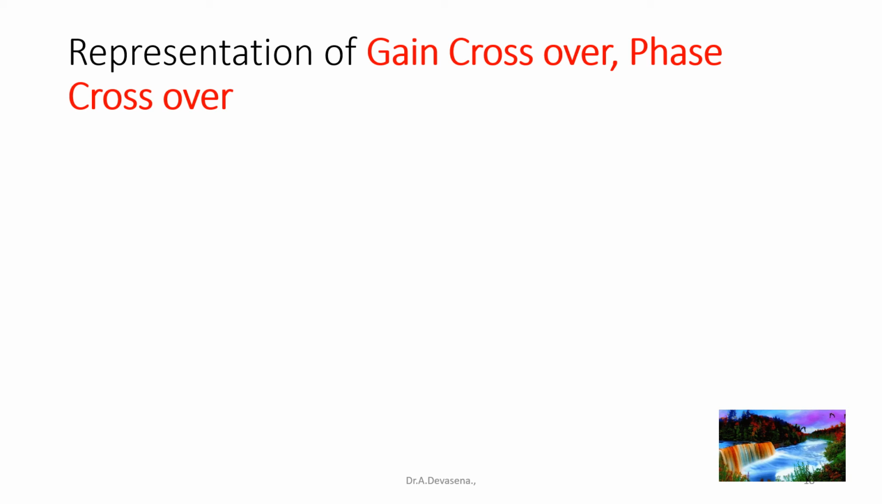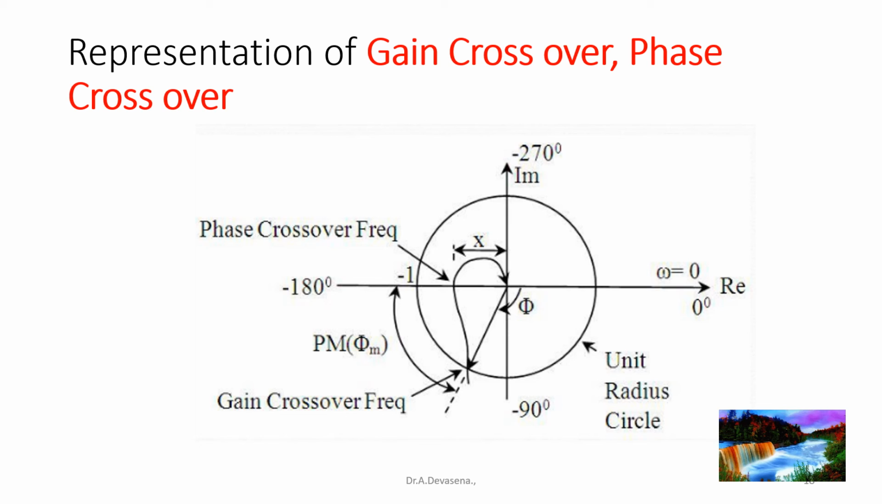Representation of gain crossover and phase crossover in the polar plot. Here we have a polar plot. First we have to draw a unity circle. Then we have to draw the polar plot. The gain crossover frequency is the frequency where the polar plot intersects the unity circle. This is indicated in this diagram. Similarly, the polar plot intersects the minus 180 degree line at one frequency. The corresponding frequency is represented as the phase crossover frequency.